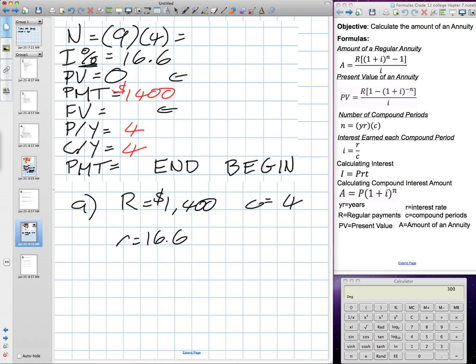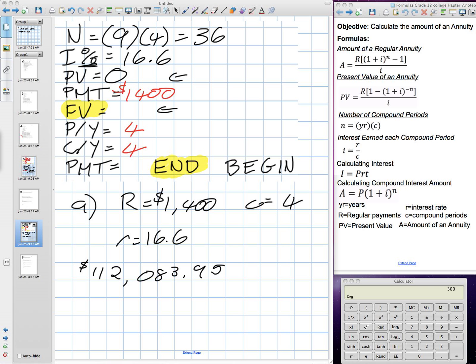Number of compounding periods, or the number of times he makes a deposit. It says he's going to do this for 9 years. And he's going to do it 4 times a year. So our N is going to be equal to what number? 36. Good.